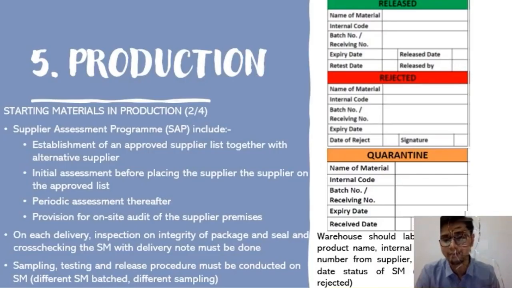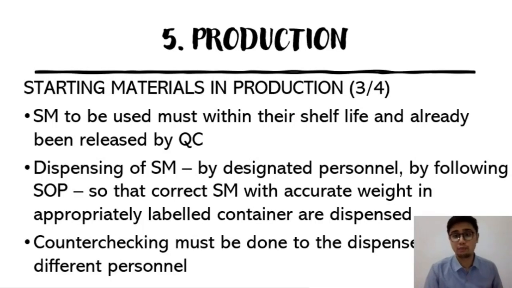Next, the starting materials that will be used in production must be within their shelf life and must be released by the quality control department, which indicates that the starting material passed the testing. After that, by referring to the SOP or batch processing records, the weighing or dispensing of the starting material must be done by trained personnel and they must be appropriately labeled. The weighed and labeled starting material must be counter-checked by different personnel to minimize errors.